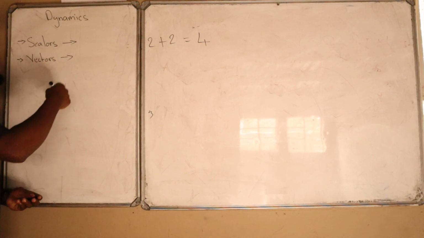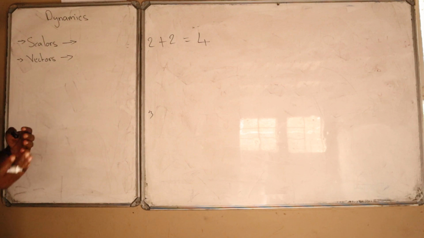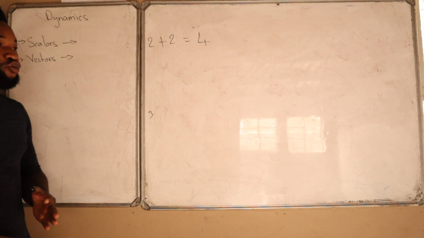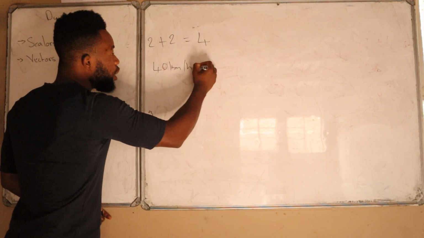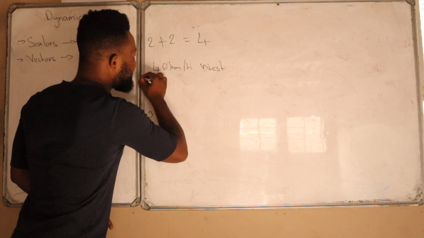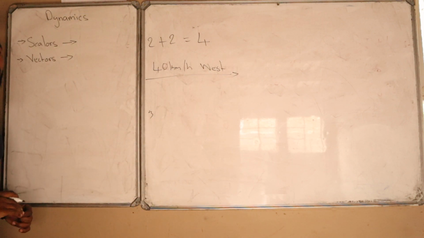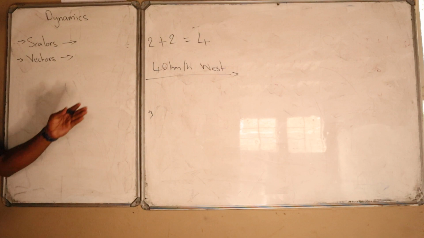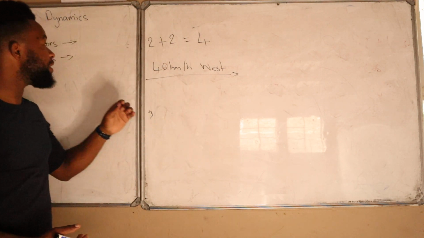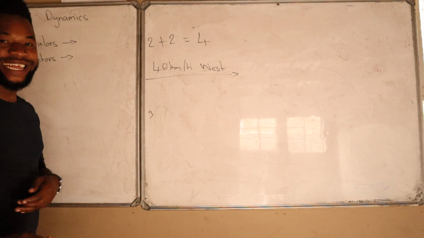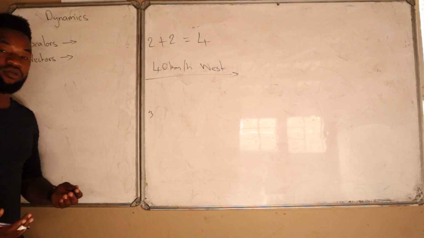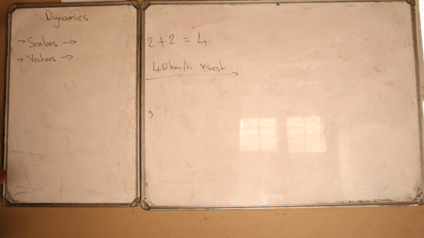And you must also know how to define what we call a vector. A vector is a physical quantity that has a number and also a direction. So if, for example, you're given 40 kilometers per hour going in a west direction, this we call a vector, because it has a certain direction. So a vector has a number and also a direction.